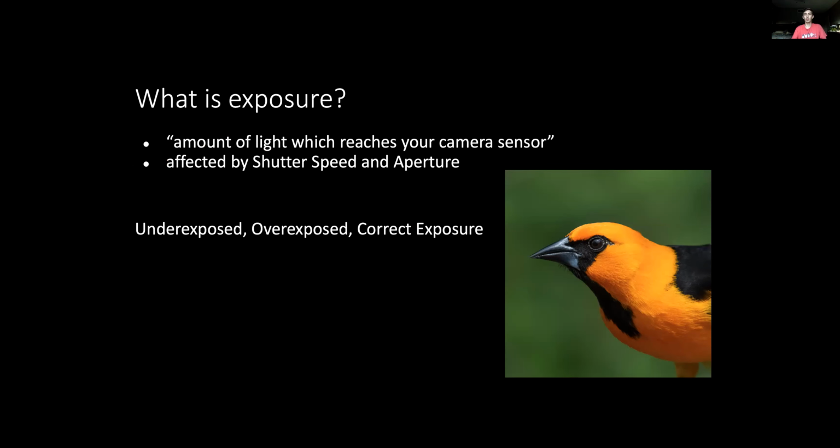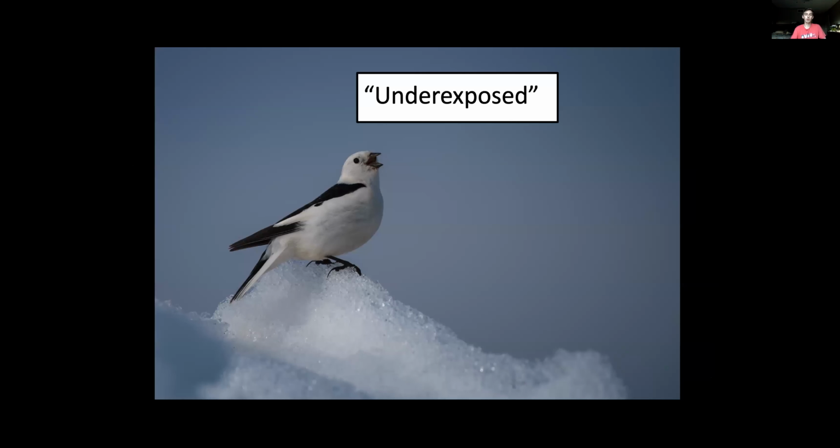So what does that look like? In an underexposed photo, to put it bluntly, it's just dark. You can see that there's a lot of detail in the snow, but there's not much detail in the black of the bird, and the bird just looks dark overall.